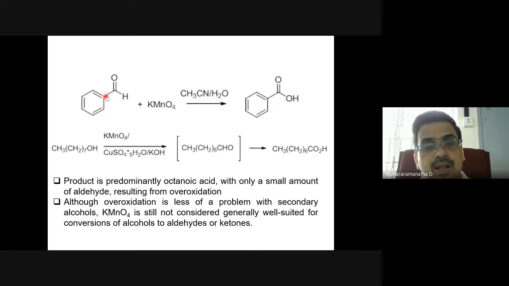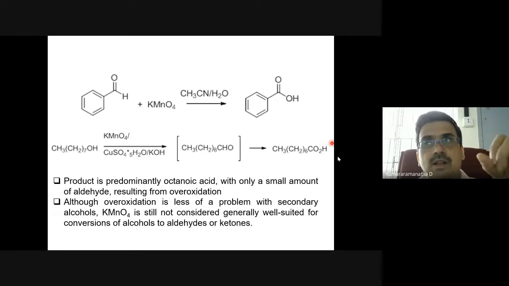an aromatic ring, and a ketone group is attached. So here, if you add potassium permanganate in an acetonitrile and water mixture, you oxidize this to form OH. And you also have an 8-membered carbon chain, octanoic acid. If you oxidize this, you start getting octanoic acid. So alcohol is converted into acid.